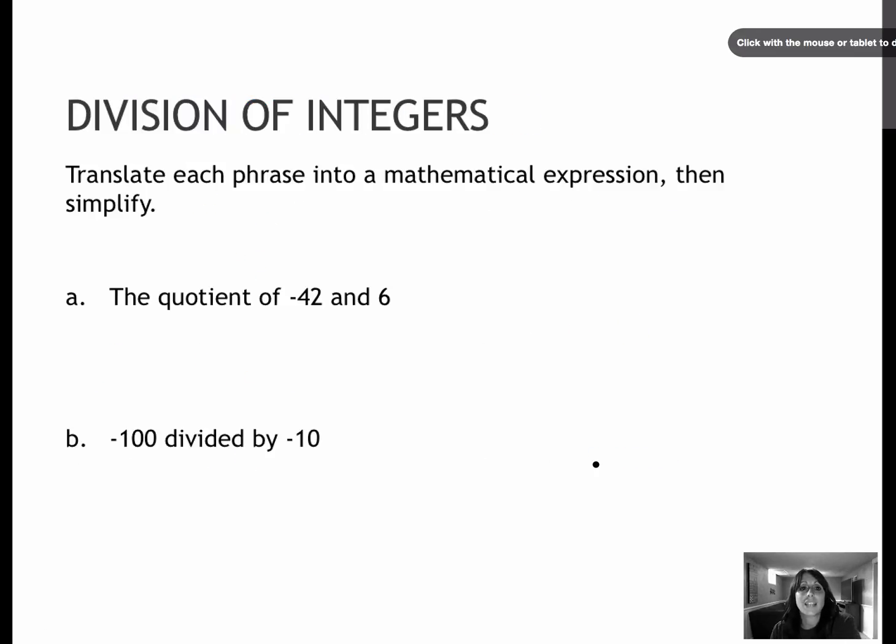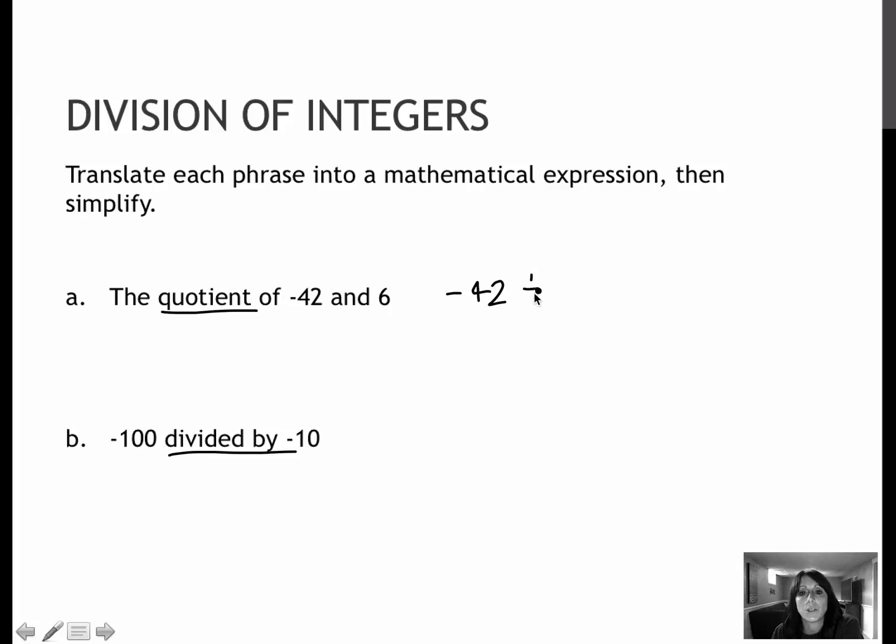We're going to translate these and then simplify again. So same idea, we're looking for keywords of quotient or divided by, etc. So for the first, the quotient of negative 42 and 6, remember I could write this as negative 42 divided by 6. I could also write it as negative 42 over 6. I would ask that you don't write it like this because this can get very cumbersome when you're showing work. It can get very confusing, so don't write it that way.